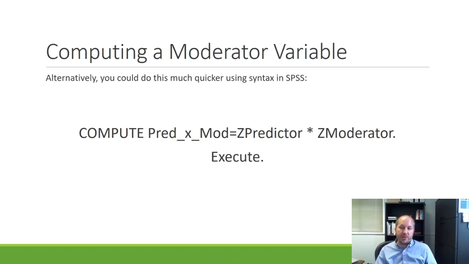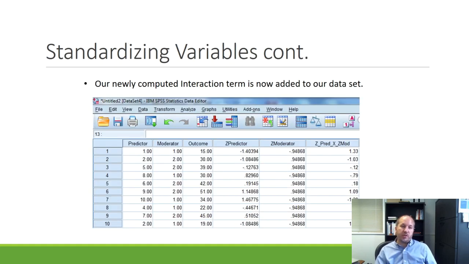Alternatively, rather than going through the drop-down menus, if you wanted to do this more quickly and also have your syntax to remember how you did this and make sure you did it correctly, you just do COMPUTE your predictor by moderator equals Z predictor, make sure you're using those Z-scores, times, the little asterisk, Z moderator, then execute and run that, and you'll have yours. If you go to your data window, you should see those 3 new variables, and you'll see there are lots of decimals in their values because they're Z-scores.